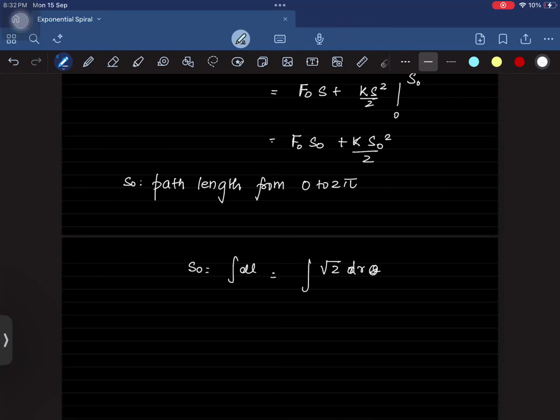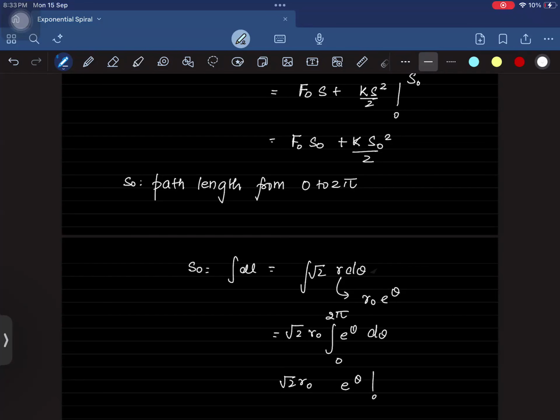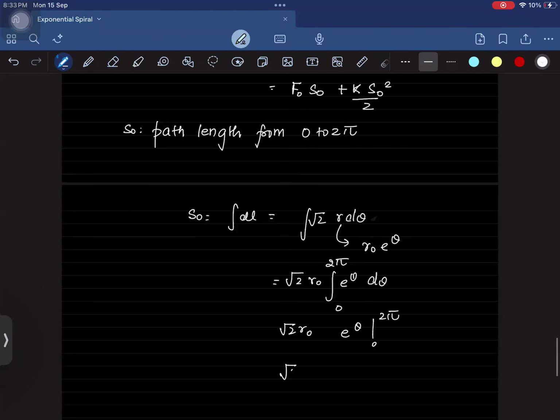Now, because it is root 2 r d theta, we can substitute r as r naught e to the power theta. So this simply becomes root 2 r naught e to the power theta d theta from 0 to 2 pi. That is root 2 r naught times the integral of e to the power theta, which is e to the power theta only, from 0 to 2 pi. And that will be root 2 r naught times e to the power 2 pi minus 1. So that will be s naught.